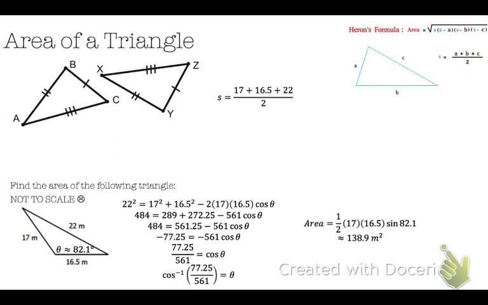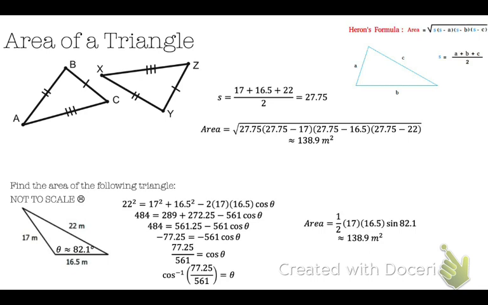Okay, so for this triangle, if we do 17 plus 16.5 plus 22 and divide that by 2, we get 27.75. Plug it into the area formula, so we'd have 27.75 times 27.75 minus 17 times 27.75 minus 16.5 times 27.75 minus 22, and take the square root of that whole thing. You get approximately 138.9, which is the same thing, which shows that this works for both methods.